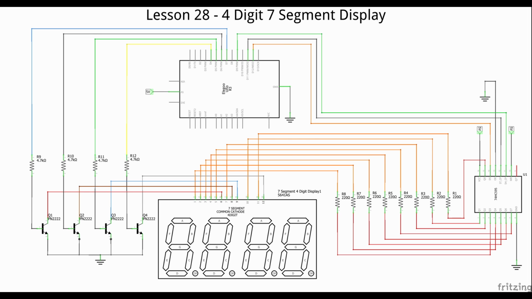Here's the schematic. It may be clear to see how the 220 ohm resistors are connected between the shift register and the 4-digit display, and how the Arduino pins 4 through 7 will activate the transistors to turn on or off each digit. The rest is coding, so let's check out the sketch.